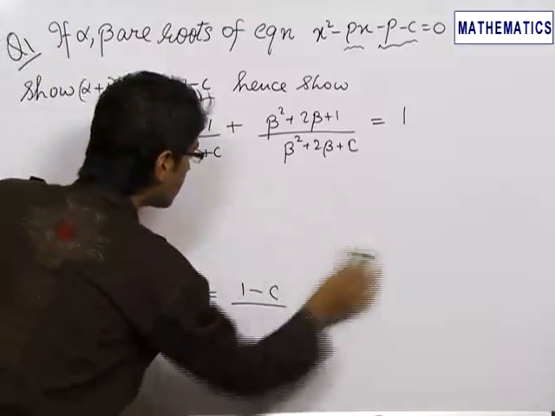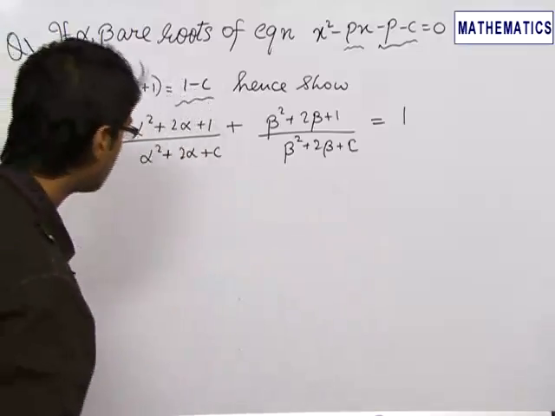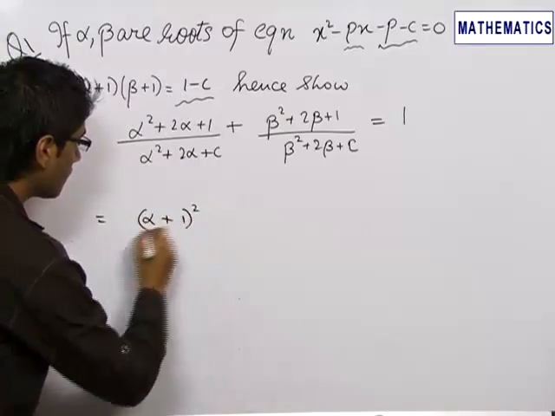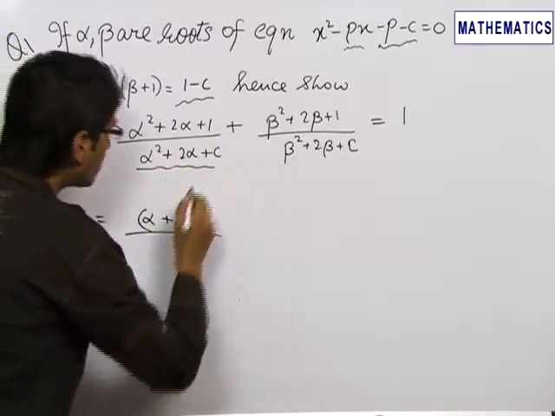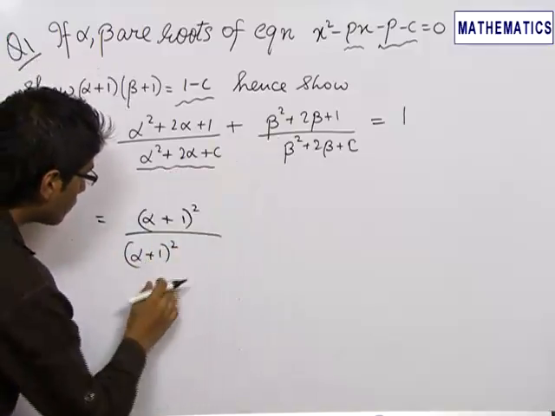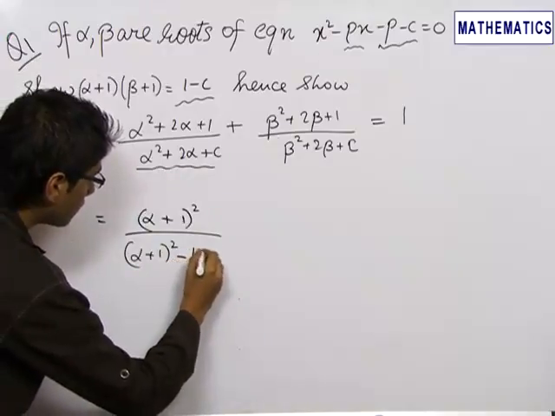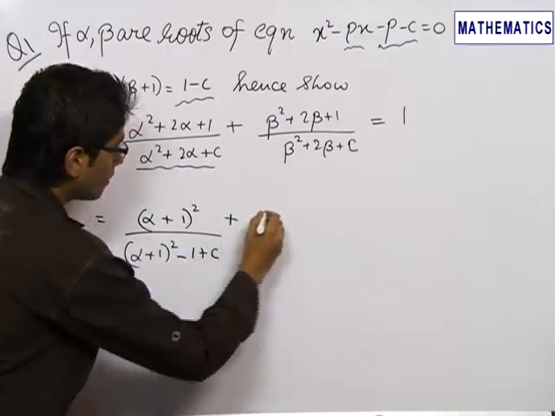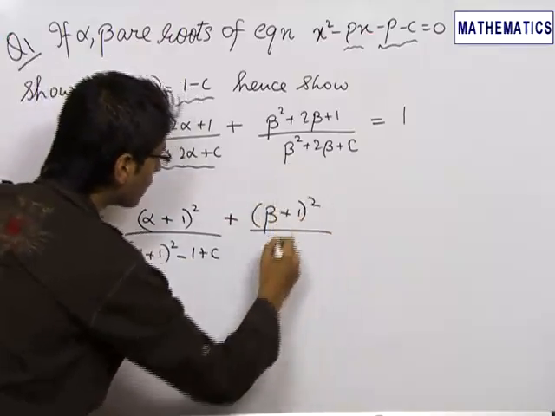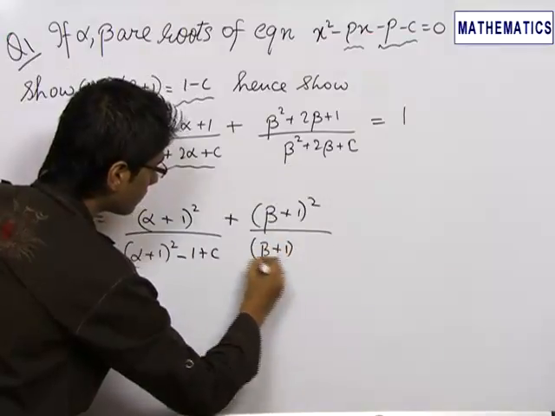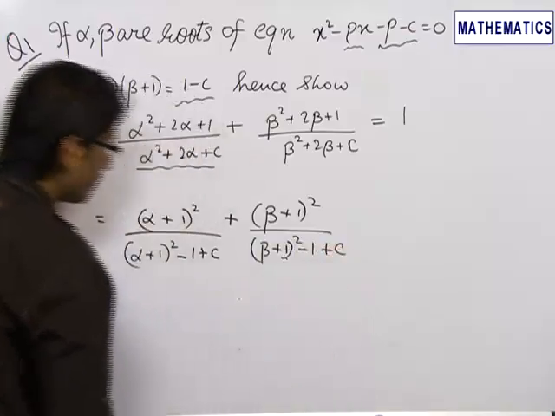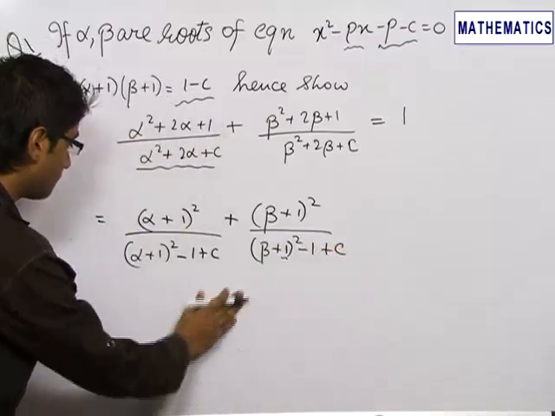Now our second part of the question says alpha square plus 2 alpha plus 1, which we can write as (alpha plus 1) whole square, upon, now we can convert this also as (alpha plus 1) whole square. Since we have added an extra 1, we subtract a 1 plus c. Plus this is also equal to (beta plus 1) whole square. This also we can convert into (beta plus 1) whole square, and since we have added this extra 1, we subtract a 1 to leave the expression as this.